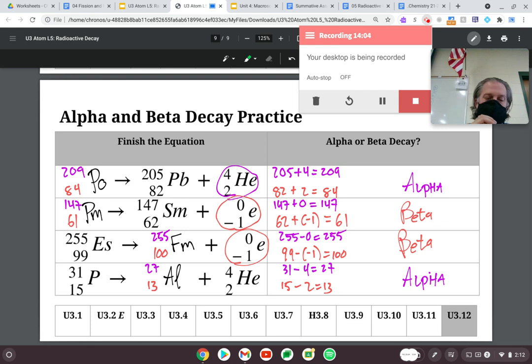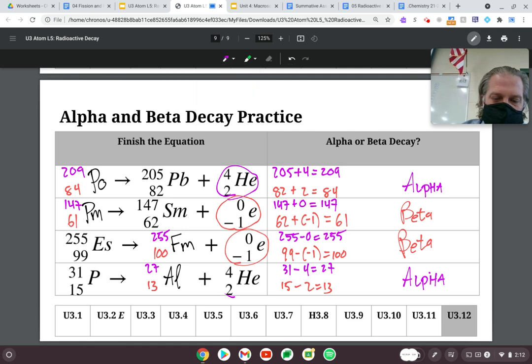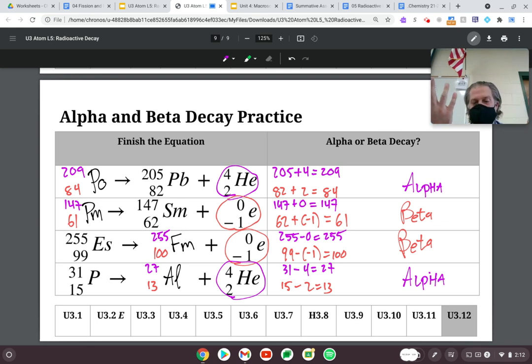The last one, I saw that it was alpha radiation, and it was alpha radiation because of the presence of the helium atom given off. So again, both sides had to add up to the same value. My mass number was 31 on the left side, so 31 minus 4 is 27. And my atomic number, my number of protons, is 15 on the left side, so 15 minus 2 is 13, and that gave me the element aluminum.